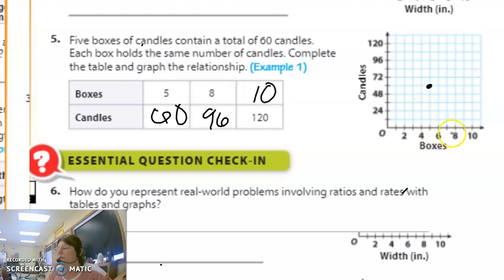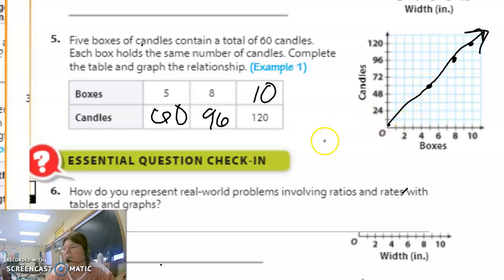Okay. Our next one is 8 and 96. Well, those are right on the numbers, so we can plot that one very easily. And our next one is 10 to 120. Again, that's an easy one because they both fall on the line. What did this graph do? How did we plot it? It was a line that went up. It's increasing. Okay? So we are able to write that on what we did.